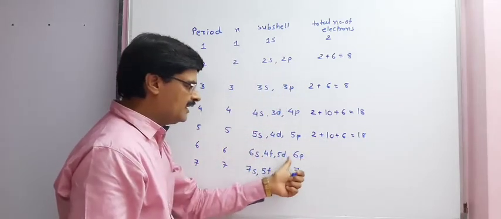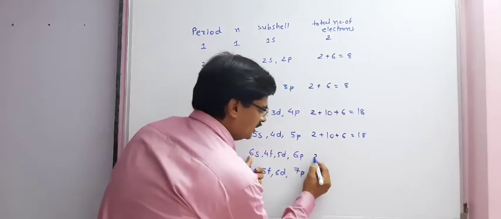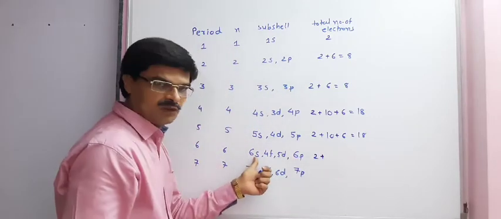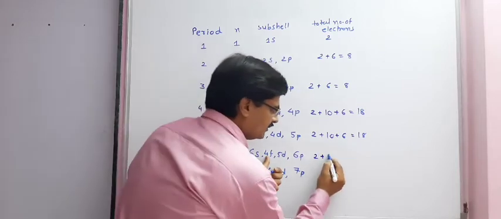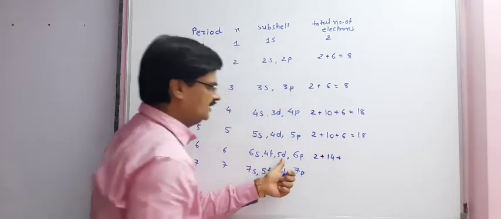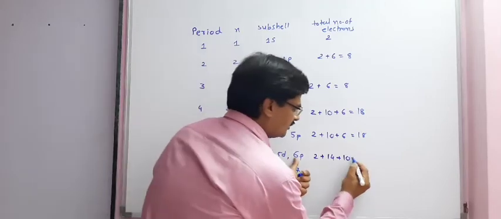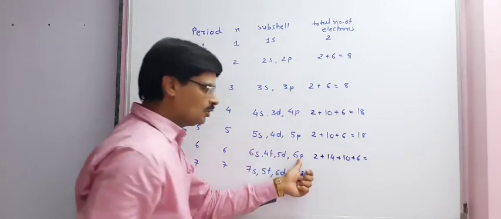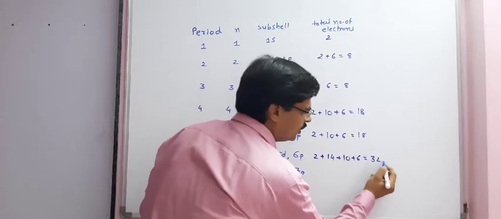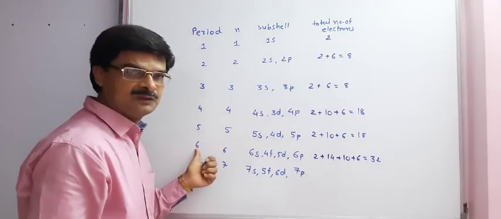For the sixth period: 6s, 4f, 5d and 6p. We have 2 electrons from the 6s orbital. 4f means we have 14 electrons. 5d means we have 10 electrons and 6p means we have 6 electrons. So in total we have 32 elements present in the 6th period.